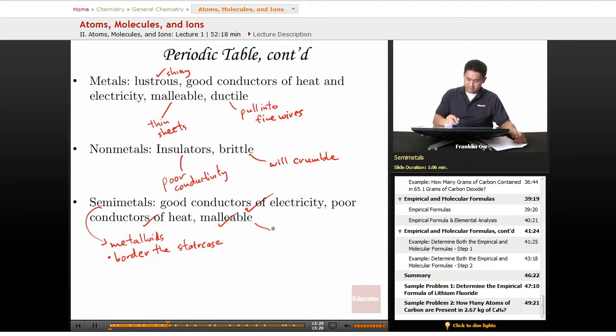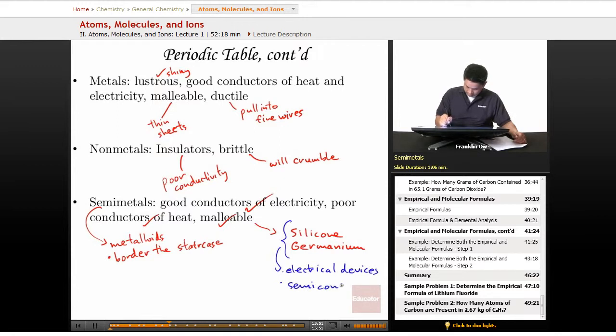And the typical examples are, of course, silicon and germanium. And we see these two being used in a lot of electrical devices and what we call semiconductors. All right.